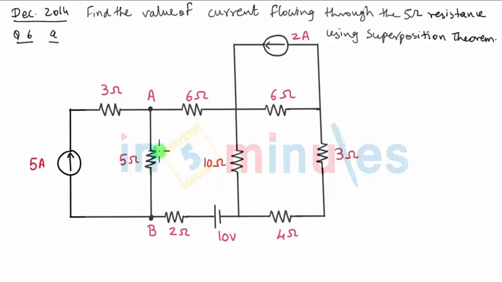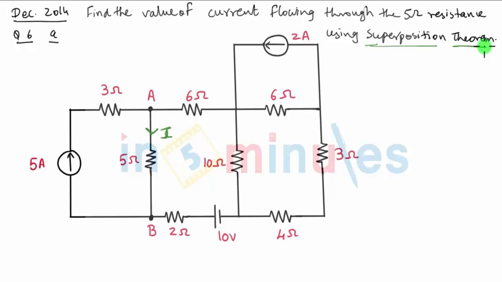They have not mentioned the direction of the current, and hence we can assume any direction that we want. So let us define current through 5 ohm resistance that is flowing in downward direction. I'm going to call it current I. Now the question further says we have to use superposition theorem. So this is something very important. We have to solve this only using superposition theorem and not any other approach.